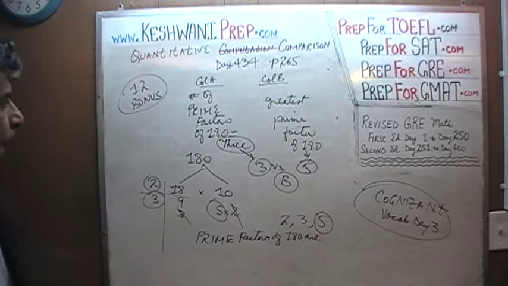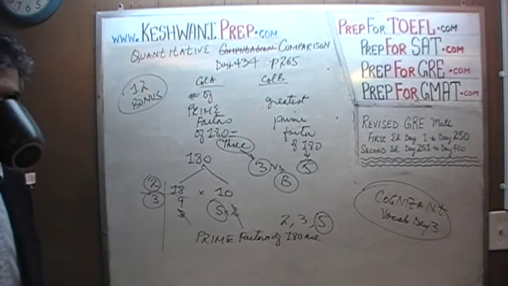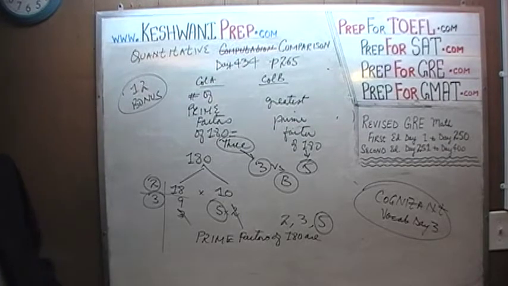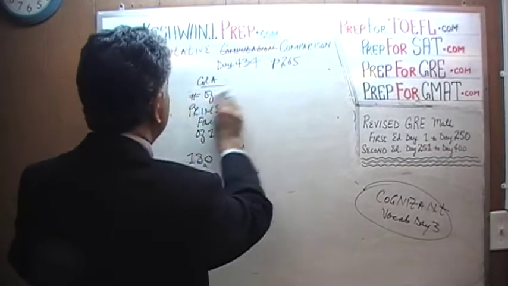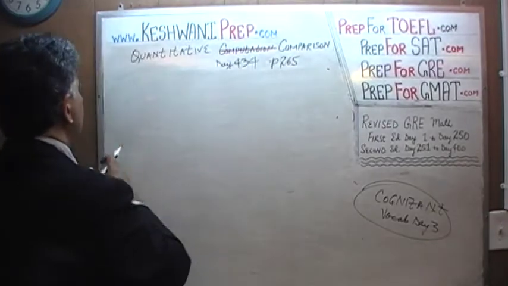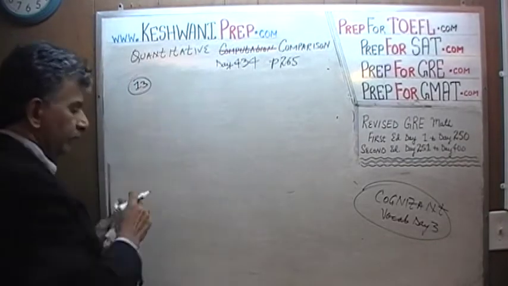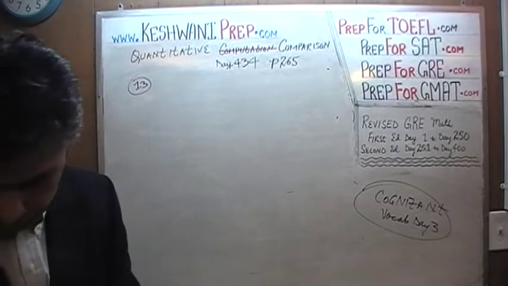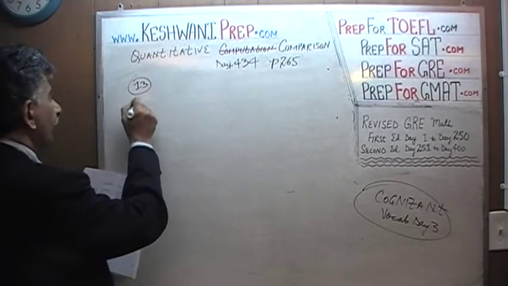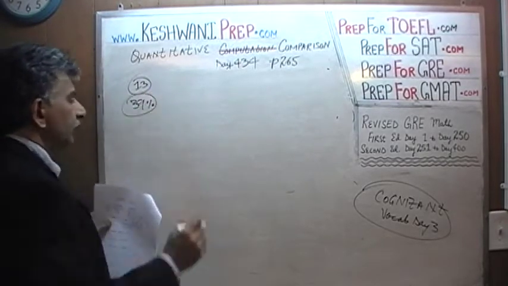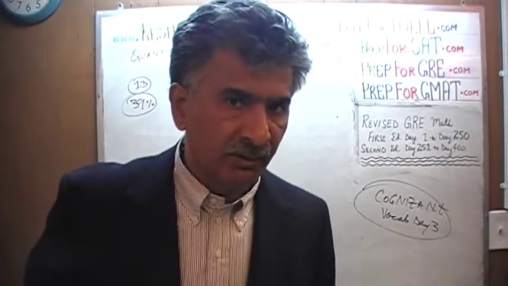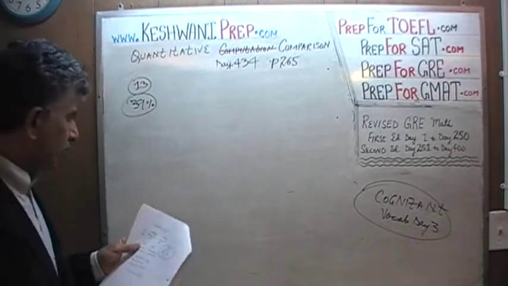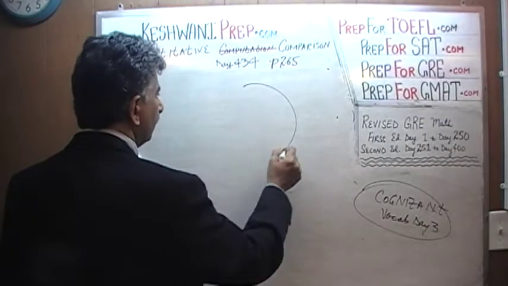Question number 13. When it appeared in the exam, only 39% of the people had luck with it. About 3/5 of the people who took the exam missed it. It's a geometry question. We are given two circles.